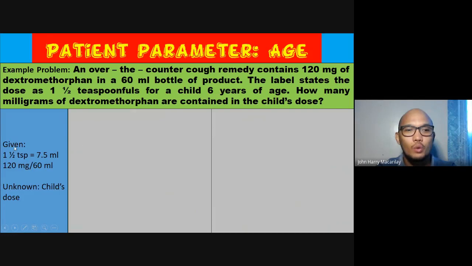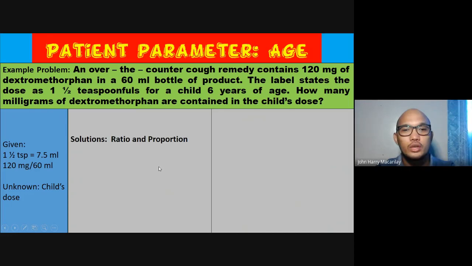This will be our given. So 1 and 1/2 teaspoon. So 1 teaspoon is again equivalent to 5 ml, and then the half is equivalent to 2.5. So 5 plus 2.5 is equivalent to 7.5 ml. And then the preparation now is equivalent to 120 milligram per 60 ml. So what is now the equivalent or the amount of dextromethorphan that is present in 7.5 ml? So that is the unknown.